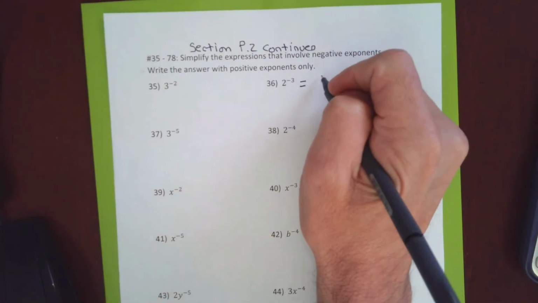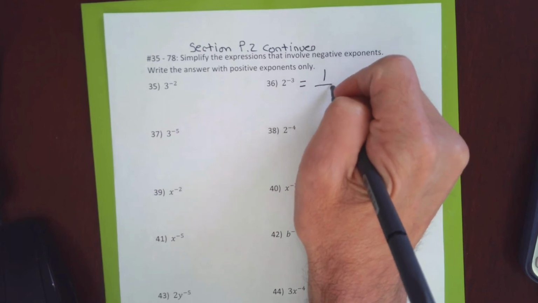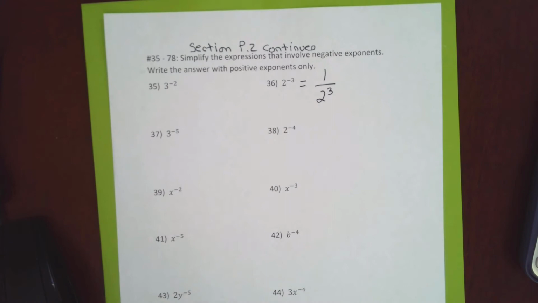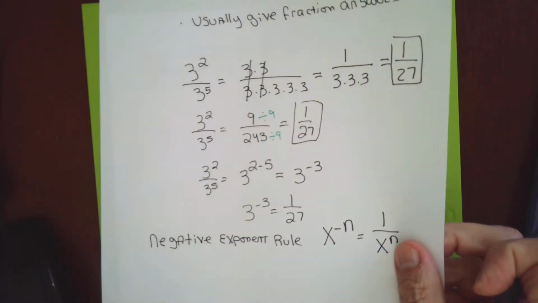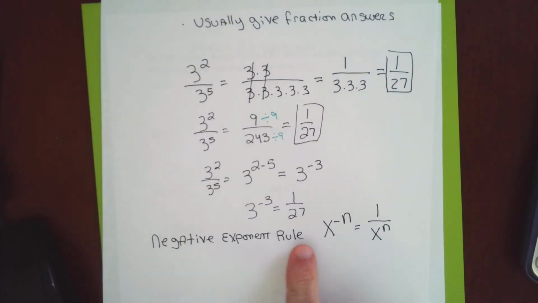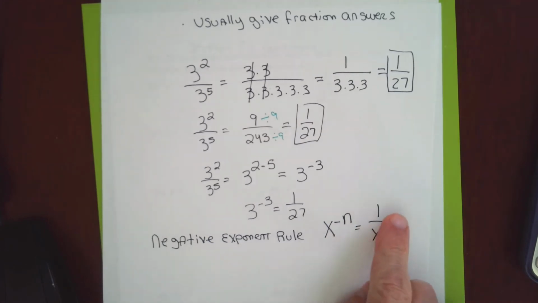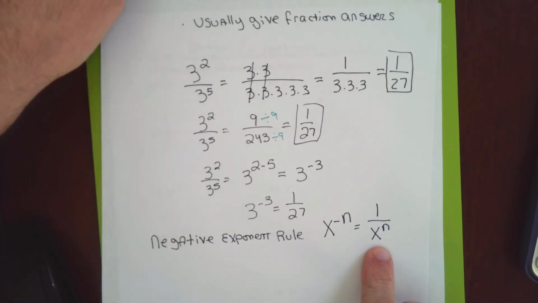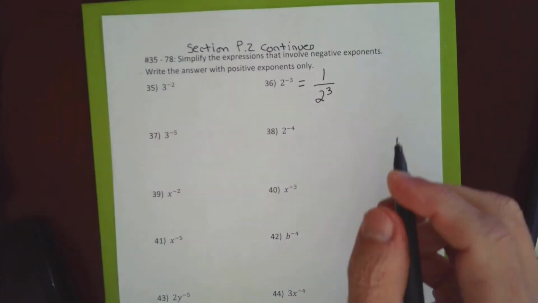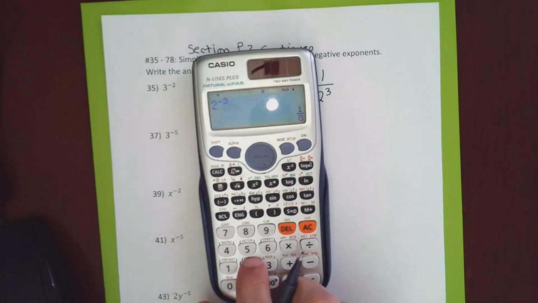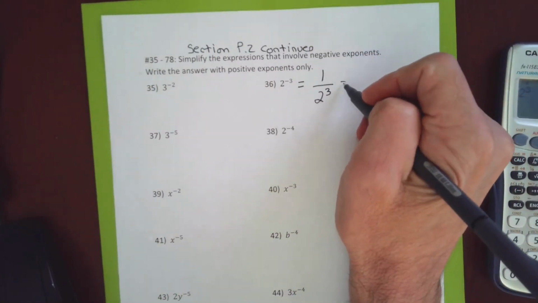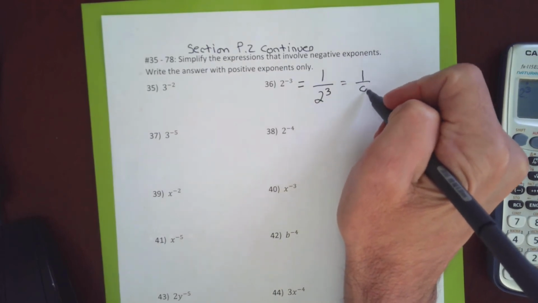A number with a negative exponent, you can make the exponent positive if you create a fraction with a 1 in the numerator and make the exponent positive. That's the negative exponent rule. A base with a negative exponent, you can make the exponent positive by creating a fraction with a 1 in the numerator, take the base, make the exponent positive, and put it in the denominator. Now in my denominator I have 2 cubed, and 2 cubed is 8. So this answer for problem 36 is going to be 1/8.